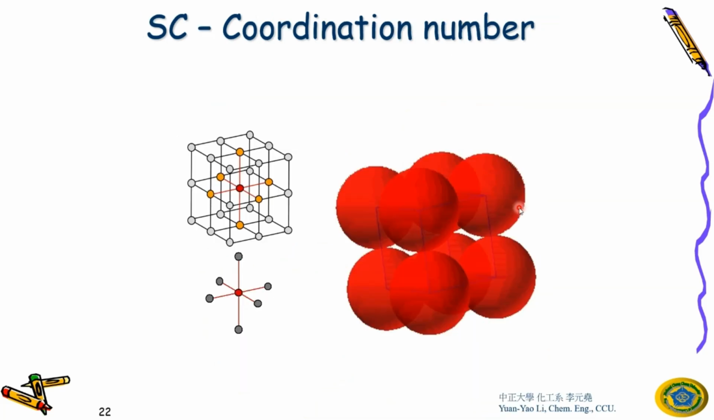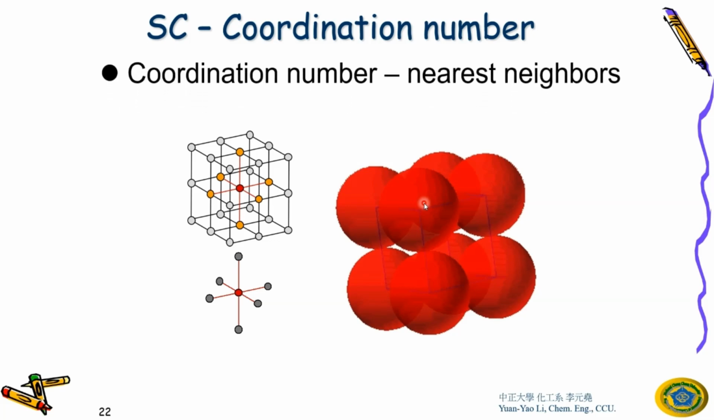Right, so the first term I want you to remember is called coordination number. This is the unit cell, and one important term is coordination number. What's the definition of coordination number? Coordination number means how many atoms are nearest to the atom you want to address.